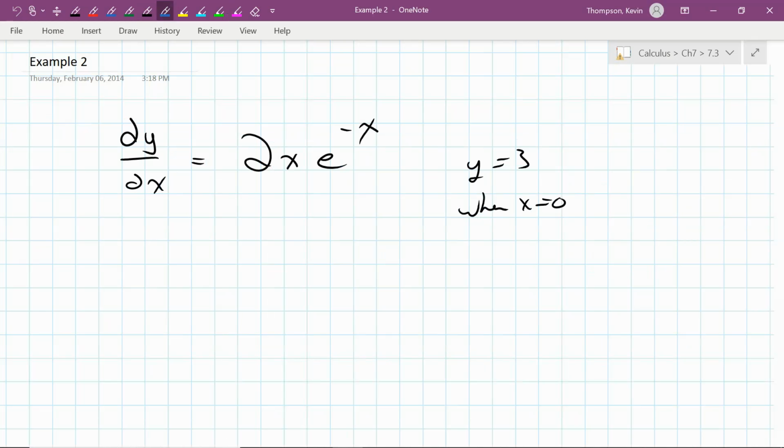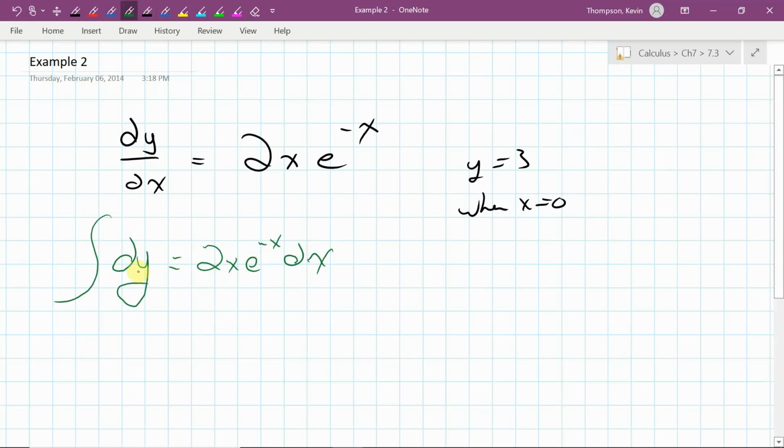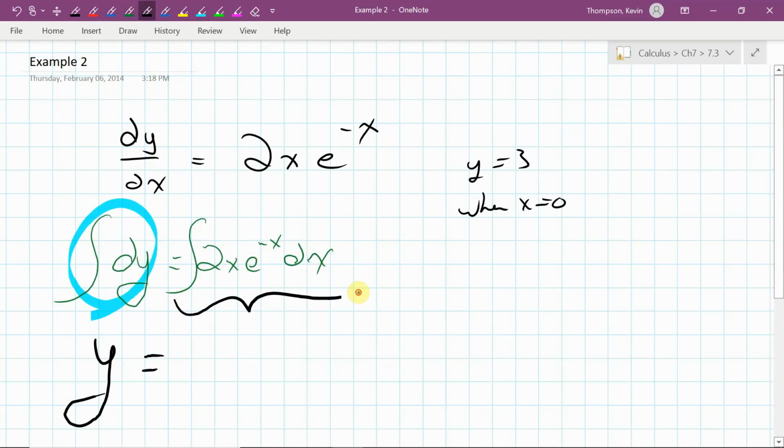So they definitely could look like this. This is a separable differential equation if you want to think of it that way. You can rearrange it, get all the x stuff on one side, all the y stuff on the other. So I'm going to have something that maybe looks like dy equals 2x e to the minus x dx. Integrate, integrate. Now this side's easy. This is just y. This side is our integration by parts.